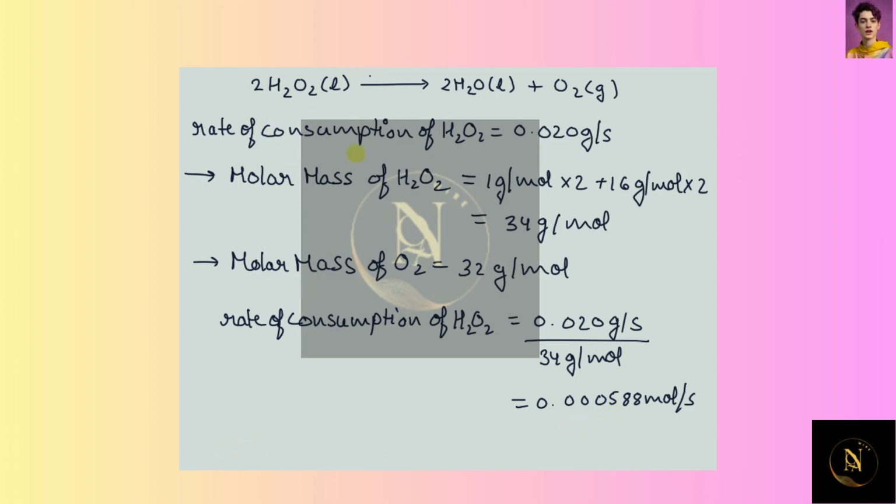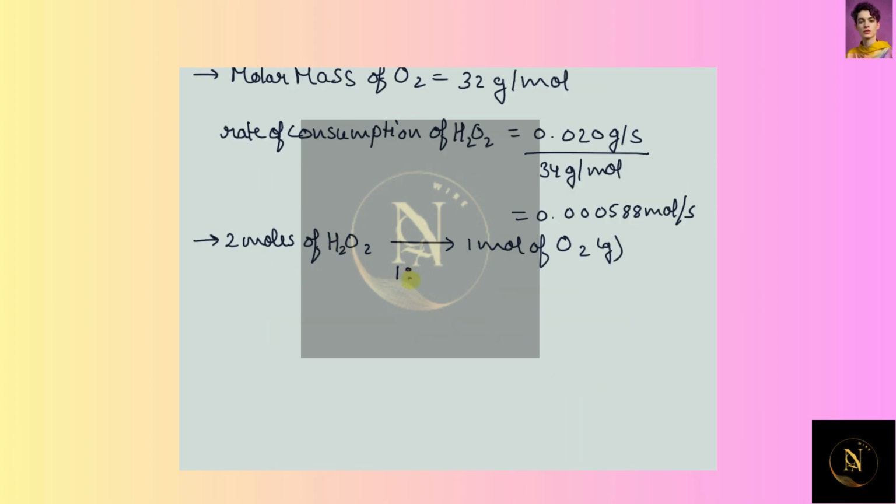Now from the balanced equation we got to know that 2 moles of H2O2 are converted to produce 1 mole of oxygen gas. So here it is in the ratio of 2 is to 2 is to 1.